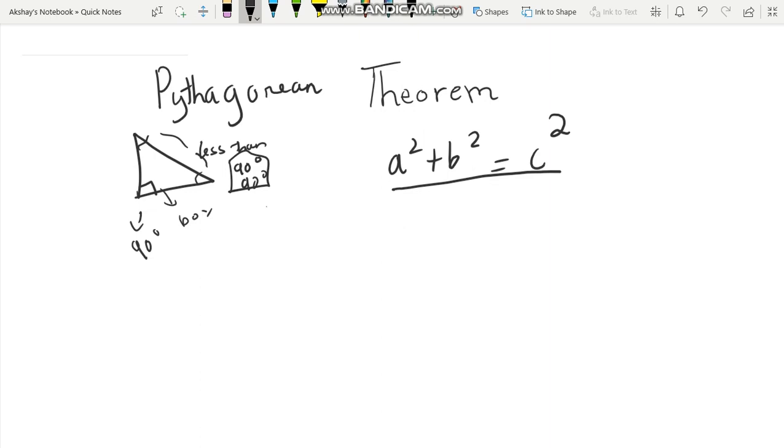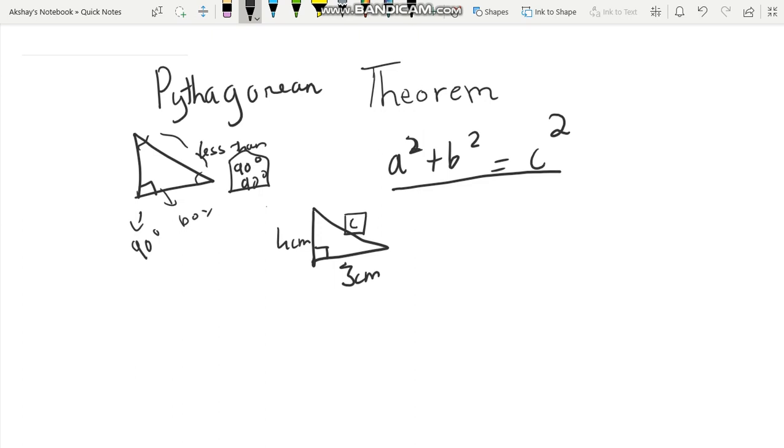So let's get back to our Pythagorean theorem right here. Our Pythagorean theorem helps us find the length of a side of a right triangle when we know two sides. So for example, I have this right triangle right here, and they've given us this side is equal to 3 centimeters and this side is equal to 4 centimeters. This is a perfect case for Pythagorean, and this will help us find our side C.